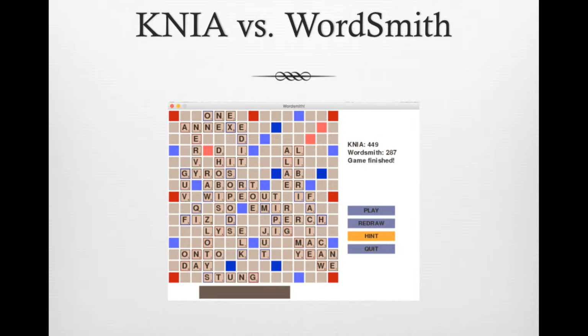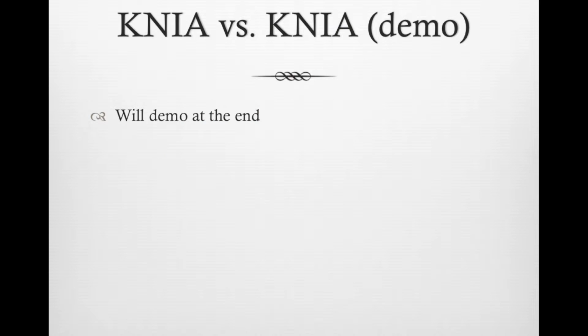And then we put her against Wordsmith, really hoping that she would beat Wordsmith too. And she ended up beating him by almost 200 points. She has every capability that he does, but she also has rack management, and she won't get stuck with bad hands, and she also has look ahead, so she was really able to beat Wordsmith. And then NIA versus NIA, we have a demo we'll show at the end of the video when she plays herself.